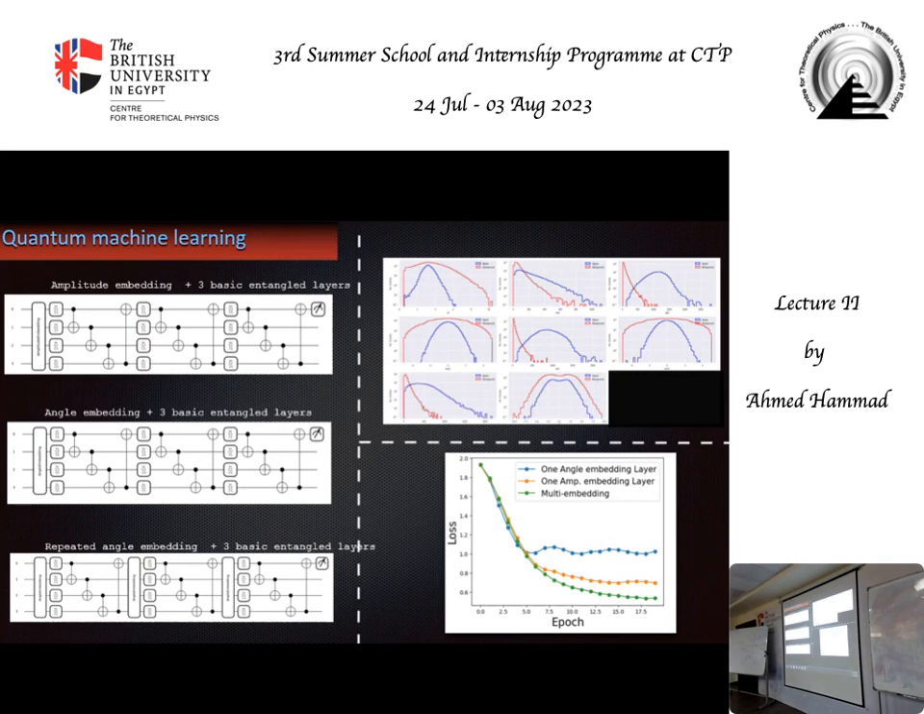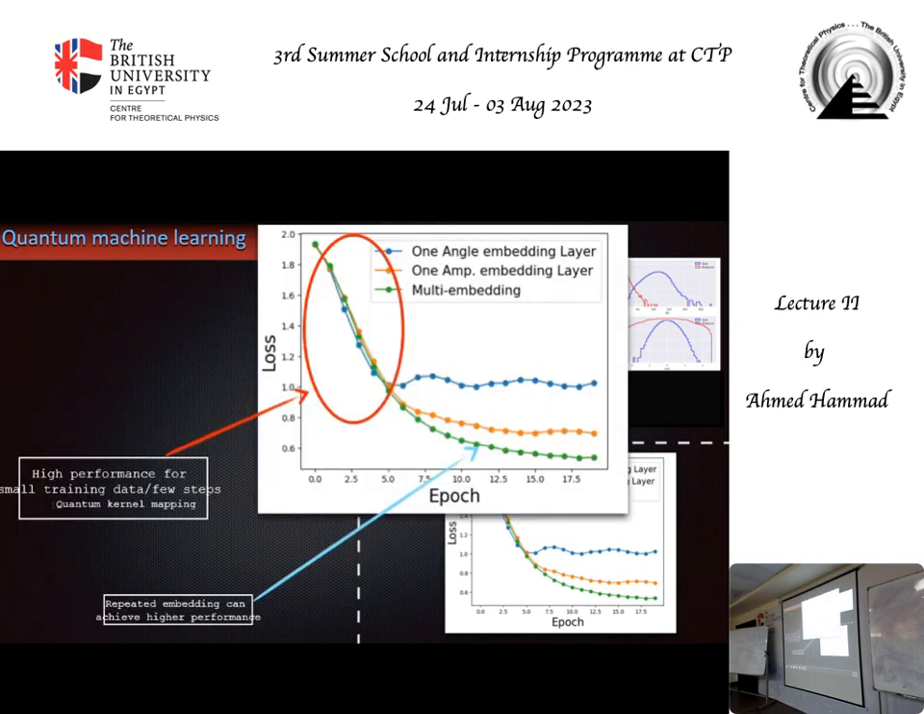I also showed these plots, and there are different parameterizations here: angle embedding, amplitude embedding, and repeated embedding. We end up with two features for quantum machine learning over the classical one. The first one is that quantum machine learning actually learns from very few data. There is no need for very, very large data to learn the hidden features inside the data. In quantum machine learning, we don't need that.